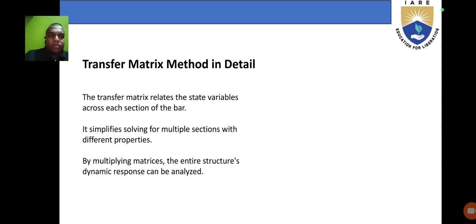Transfer matrix method in detail. The transfer matrix relates the state variables across each section of the bar. It simplifies solving for multiple sections with different properties. By multiplying matrices, the entire structure's dynamic response can be analyzed.